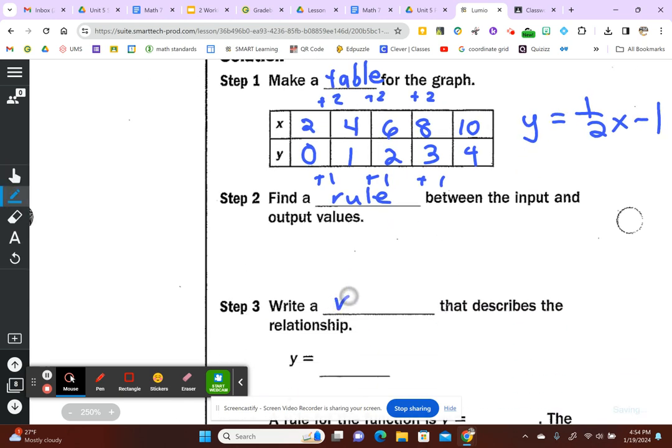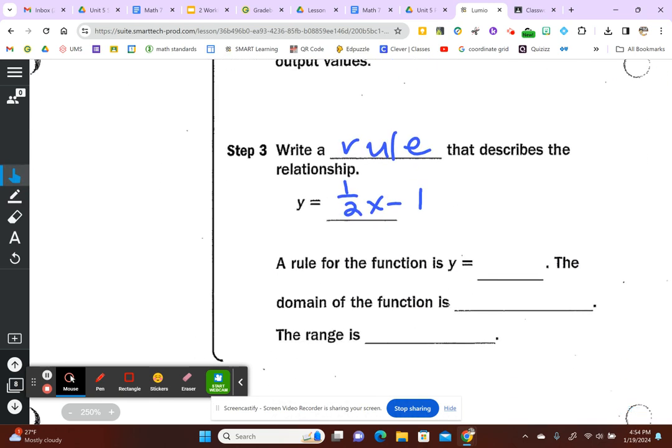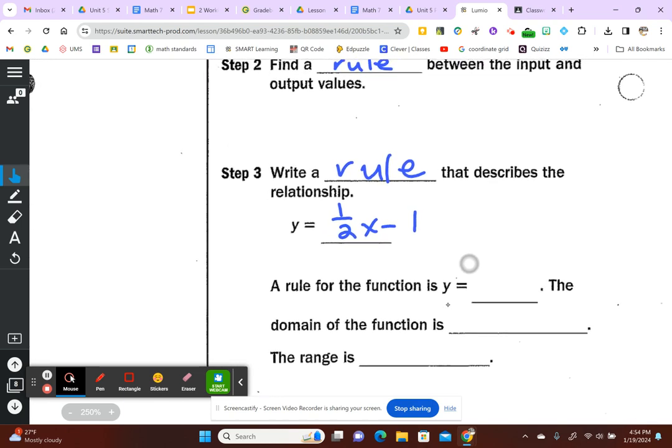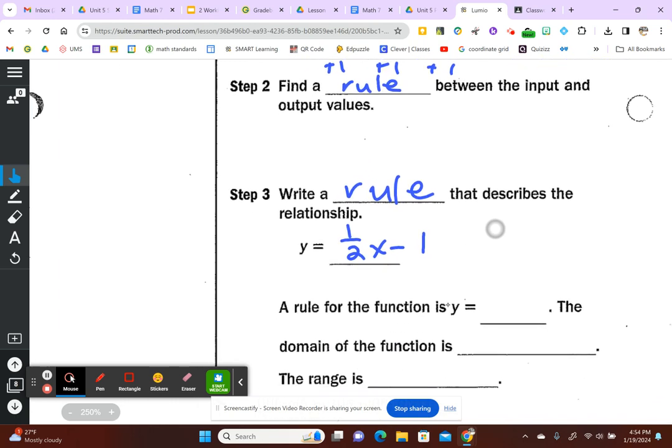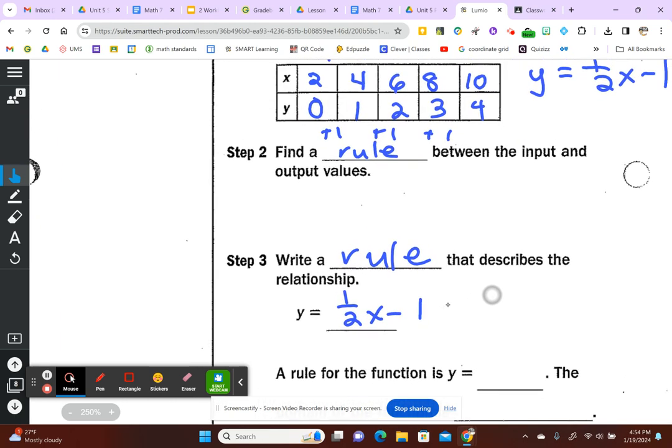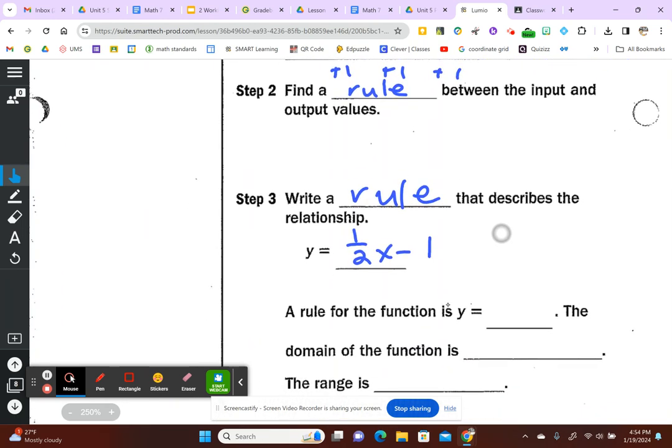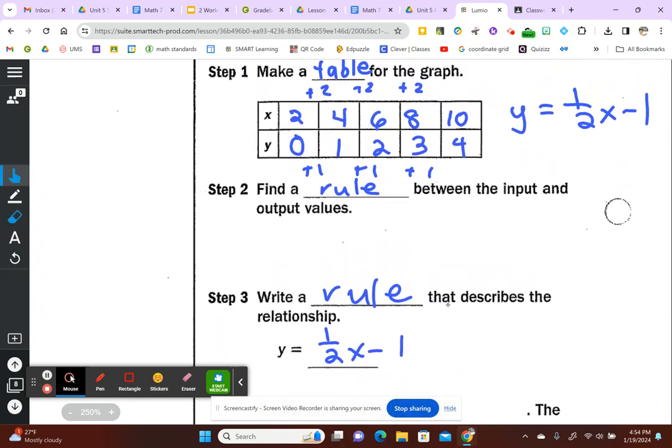So this says write a rule that describes the relationship, and the rule is 1/2 x minus 1. And then it says, once I know the rule is 1/2 x minus 1, describe the domain. Well, my domain is 2, 4, 6, 8, 10, and my range is 0, 1, 2, 3, 4.